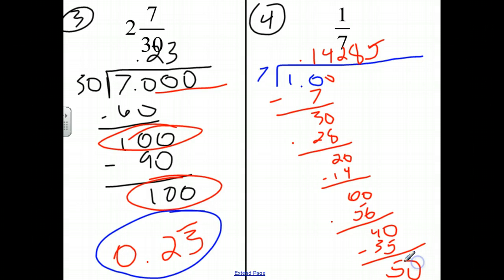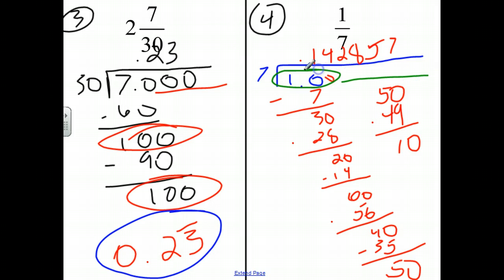That becomes 50. Now I'm going to write the 50 back up here just for the sake of space. 7 goes into 50 7 times, 49. We're back to 1, which becomes 10. Now we're at the point of annexing zeros. We've seen a 10 before, and we have a 10 here. That means this entire set of numbers repeats. So 1/7 is 0.142857, all with a repeating bar.